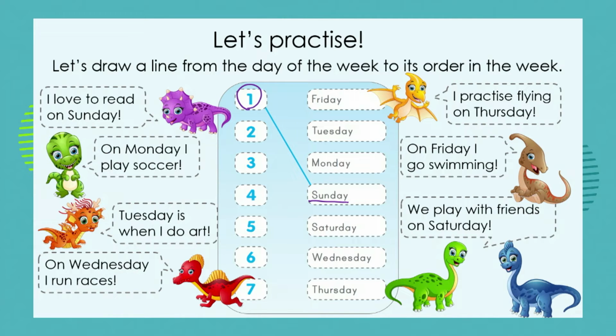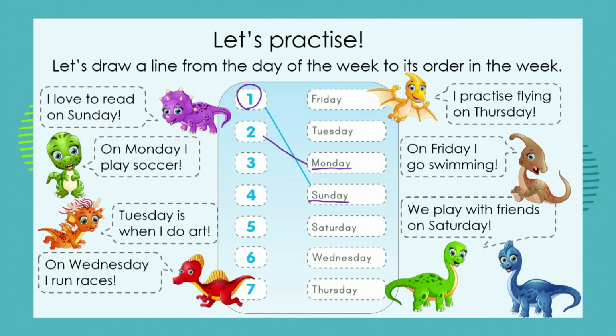Now let's look at the next day of the week. The next day of the week is Monday. So let's read what the green dinosaur has to say. On Monday, I play soccer. So let's look for Monday in our table and we can see that it is over here. So we are going to draw a line from number 2 to Monday because Monday is the second day of the week.